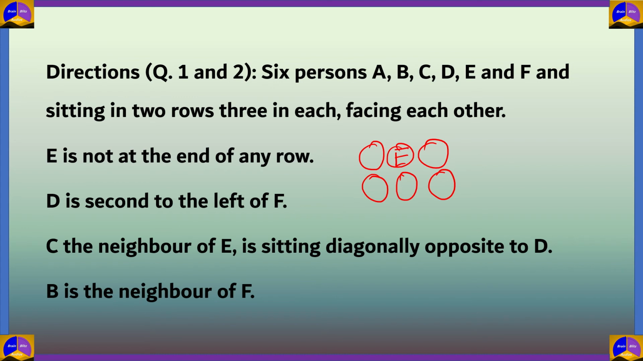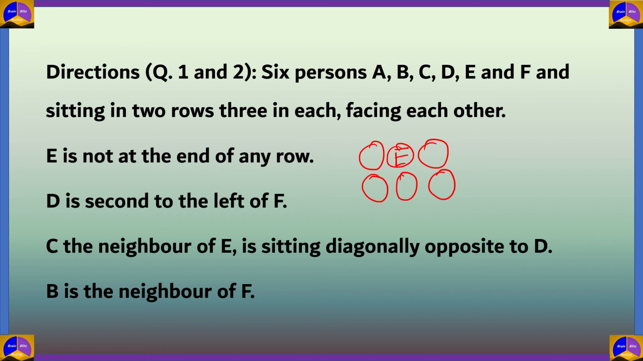Next, D is second to the left of F. So that means that F is second to the right of D. So that means that there must be one person between F and D. The only way to do this is that F must be in the rightmost position and D is in the leftmost position. We don't know in which row, so we keep it like that.